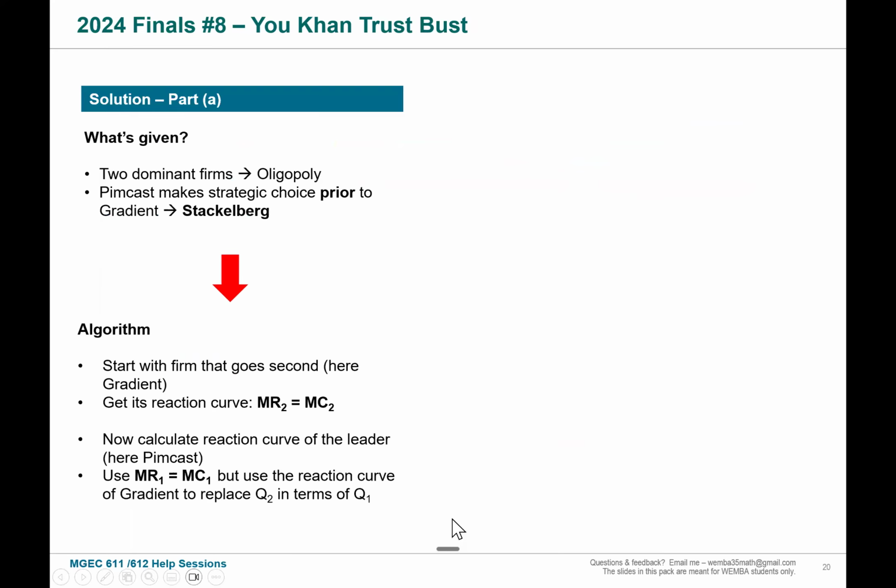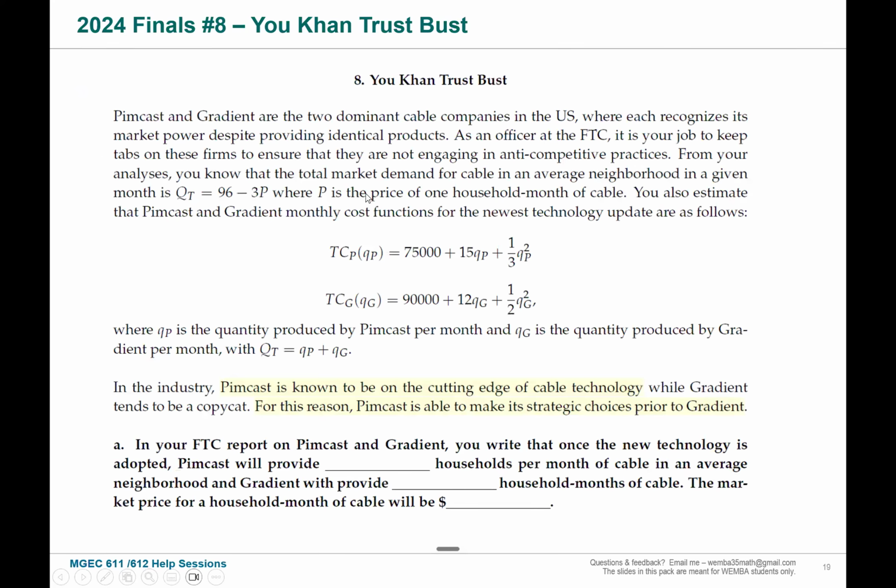I was planning to write it down in real time with you, but now that the pen is not working, I will let you do this one yourself. You will have the solution. I posted the questions in Slack, so you just look at 2024's exam. But frankly, you should not look at the solution. You have all the tools to solve it yourself and then check whether you did it right or wrong. But really, it's a Stackelberg problem where Pimcast is going first.